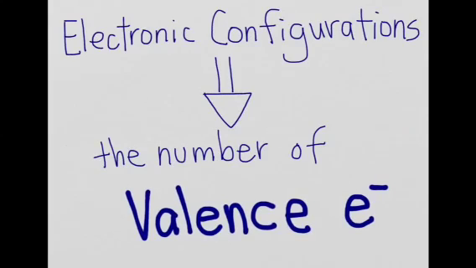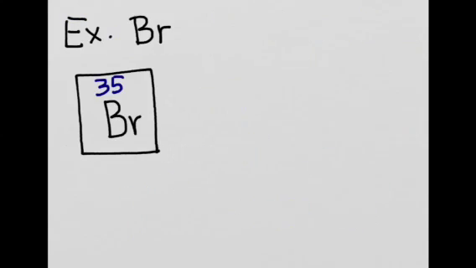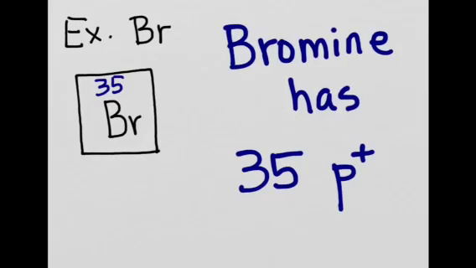So now we're going to put our work learning electron configurations to good use, because the number of valence electrons falls right out of the electron configuration. And by the way, I think that's electron configuration and not electronic configuration. A minor but important point. We're going to start with bromine as our example. If we look on the chart, we're going to find that bromine has an atomic number of 35, which means that bromine has 35 protons. But because we're talking about elements that have no net charge, we can also say that bromine has 35 electrons.